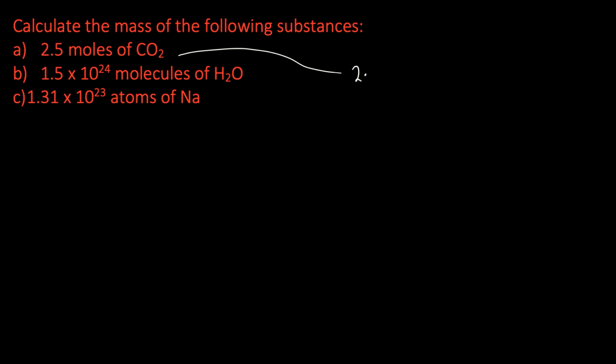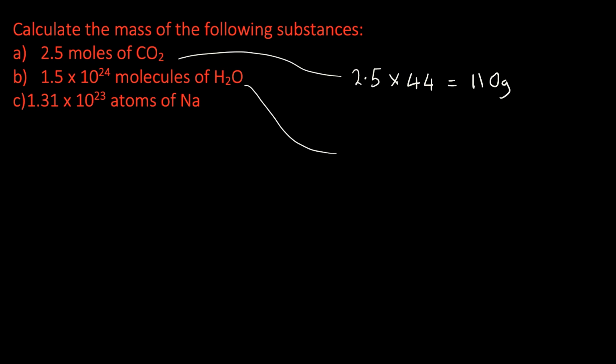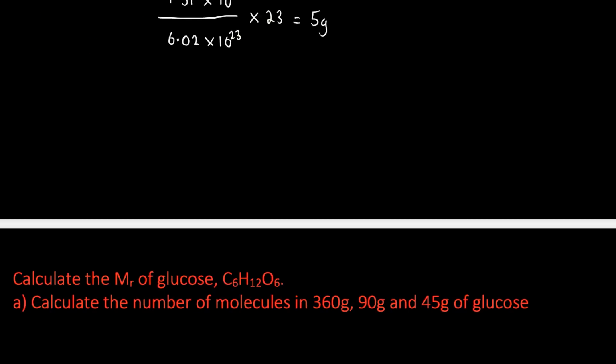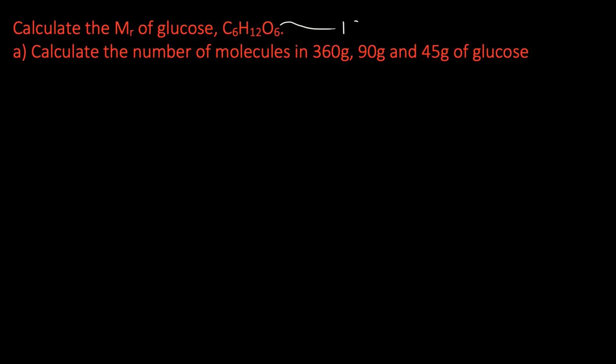Multiply the moles by the Mr, which is 44, and we get 110 grams. Divide the number of molecules by Avogadro's constant, which gets us 2.5 moles. Multiply this by the Mr, which is 18, and we get 45 grams. Divide the number of atoms by Avogadro's constant, and multiply this by the atomic mass, which is 23, and we get 5 grams. The Mr is 180.